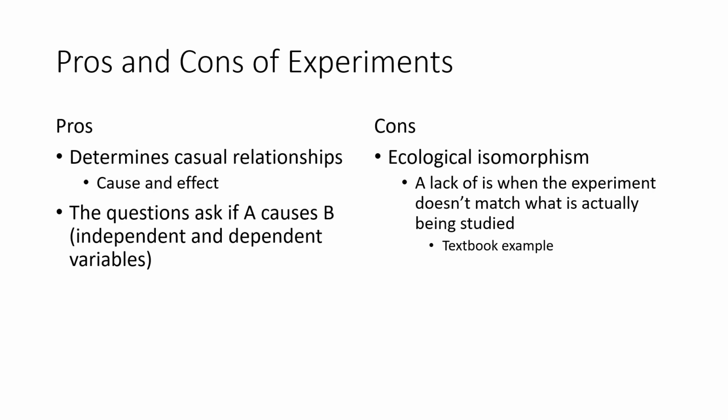dependent variable. And the con of this is ecological isomorphism, and the lack of this is when the experiment doesn't match what's actually being studied. So the textbook gave a great example for this, and they said, say you bring people in to test whatever you're testing. In this case, we'll just say we're going to bring someone in to see how they shop online. They gave examples like how they watch sports, how they shop online, and I think how they work together as a team.